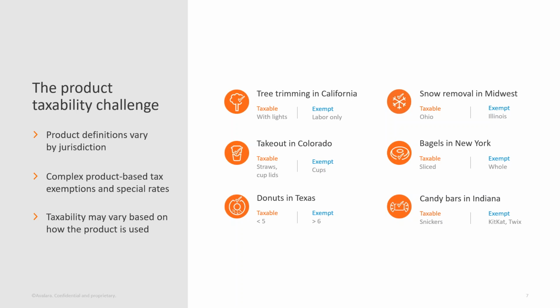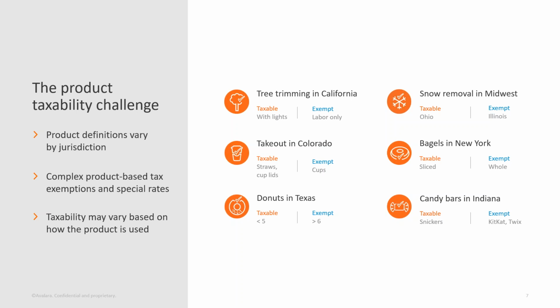I won't read them all, but take a look at, for example, takeout in Colorado. So if you're sitting in the drive-through line at a McDonald's or name your favorite fast food place, and you happen to be in Colorado, and you order a soda, well, the straw and the cup lid that are part of that soda are taxable items. But Colorado has decided that the cup itself is exempt from sales tax.